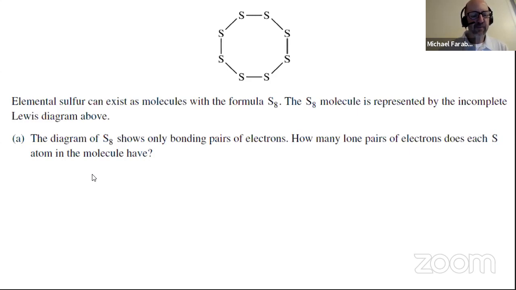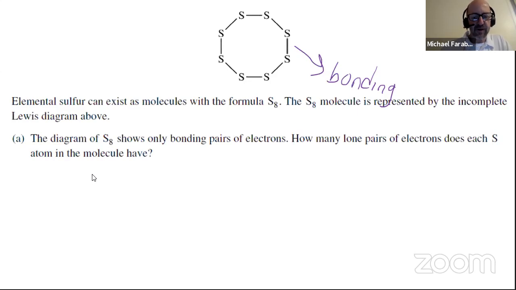And then it goes on to say in part A that the diagram shows only bonding pairs of electrons. Okay, so what we are looking at is the dash connecting the atoms. Okay, this is a bonding pair of electrons. Now there's also non-bonding or lone pairs of electrons. How many lone pairs of electrons does each sulfur atom in the molecule have?